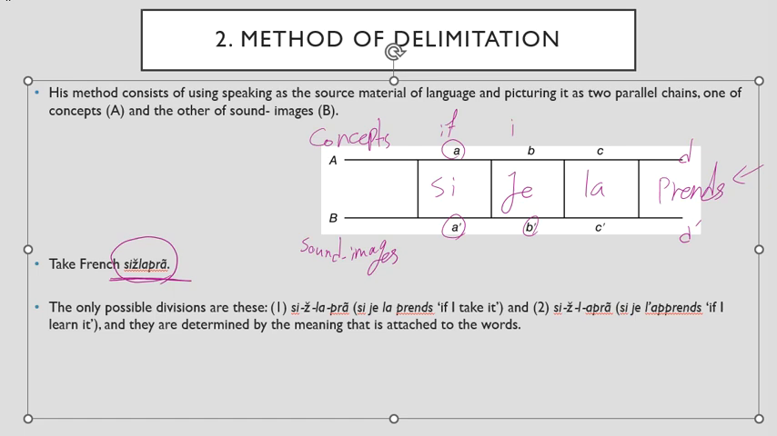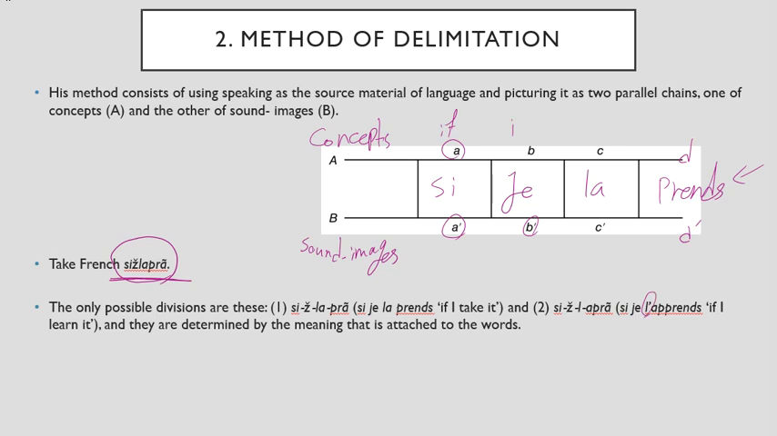So as you can see, one sentence can have two different meanings just because I can read the different phonic chains in a different manner. They're determined by the meaning attached to the words. If, for example, "si je l'apprends" didn't have a meaning, then this wouldn't be possible. I wouldn't have this option here for me. I would only have this one. But here "la" can be the object, and then it can be connected to apprendre, and then it can create a whole new meaning.